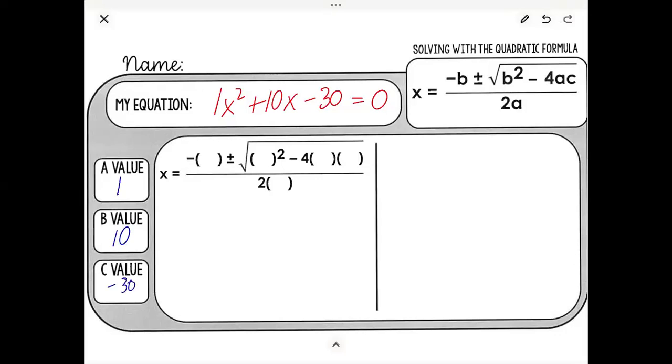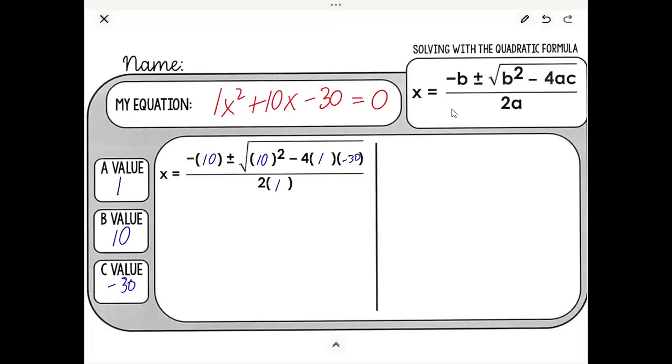Okay, so now what we're going to do is plug those numbers into this formula. So the B value is 10, so I put a 10 there. I'm going to put a 10 here. I am going to put 1 in for A, and I'm going to put in a negative 30 for C, and then in the denominator, I'm going to put a 1 in there.